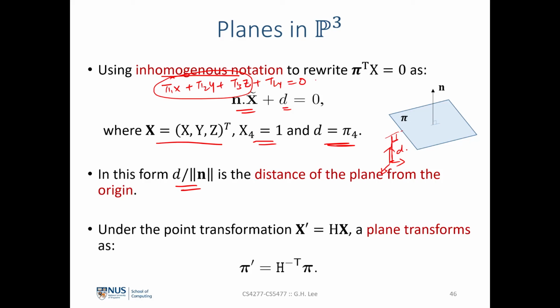And under the point transformation of x prime equals H multiplied by x, the plane transforms in this way. The plane pi prime is equal to H inverse transpose multiplied by pi. So I won't derive this, but I'll leave this derivation to you to prove. Basically, we can make use of the relation pi transpose x equals 0 to prove this.